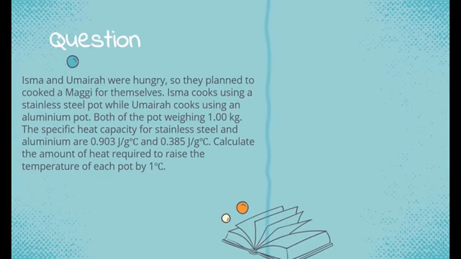So here's an example that can improve our understanding in this topic. In this problem, Hisma and Umairah were hungry, so they planned to cook a Maggi for themselves. Hisma cooks using a stainless steel pot, while Umairah cooks using an aluminium pot. Both of the pots weigh 1 kg. The specific heat capacities for stainless steel and aluminium are 0.903 and 0.385. Calculate the amount of heat required to raise the temperature of each pot by 1 degree Celsius.